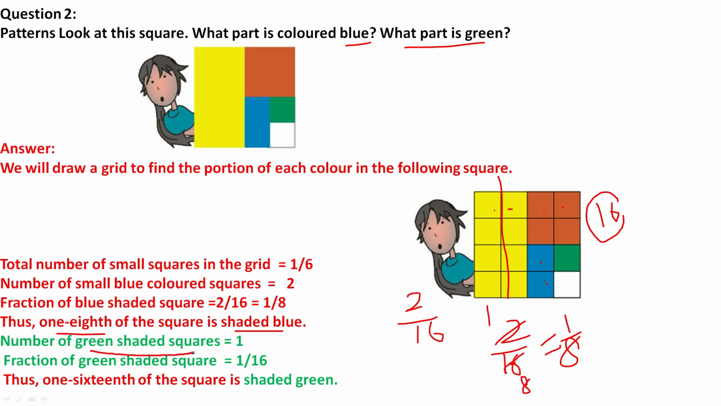Green shaded is only 1, so 1 by 16 is green color. 1/16 of the square is shaded green in this figure.